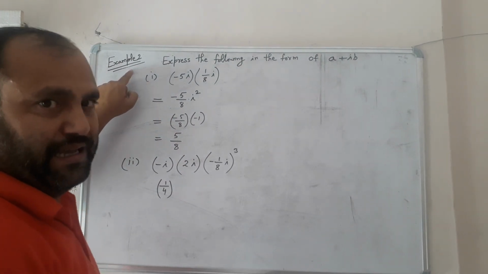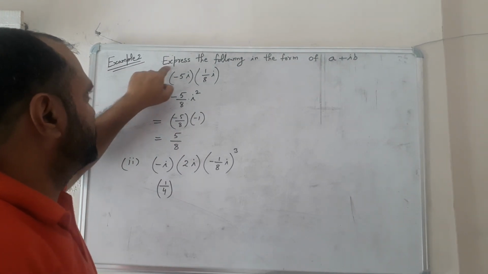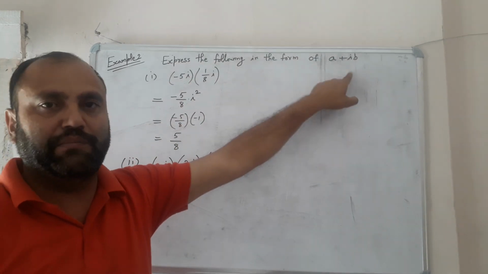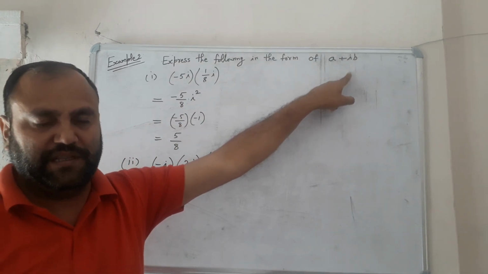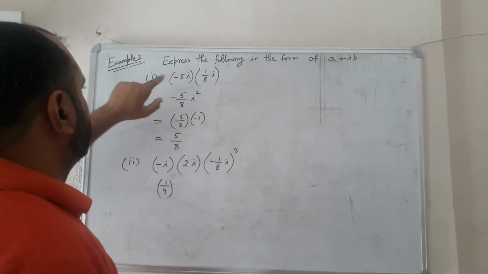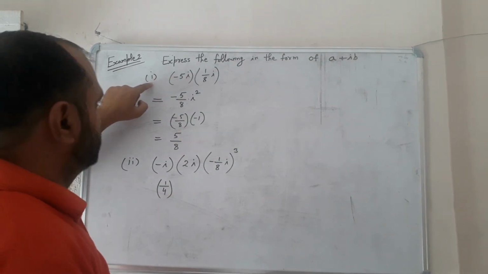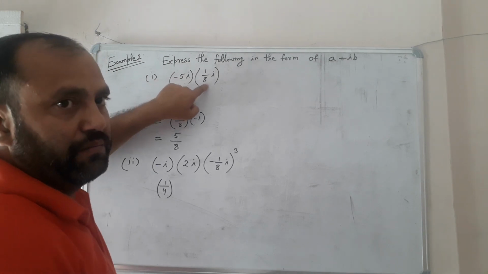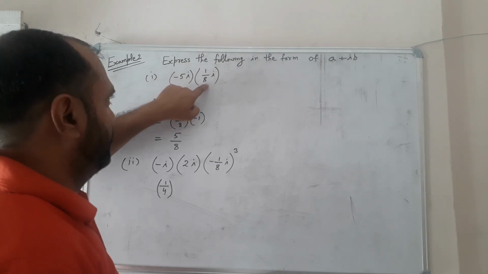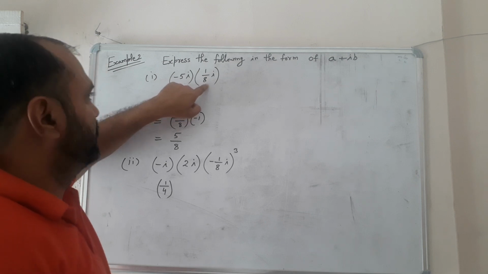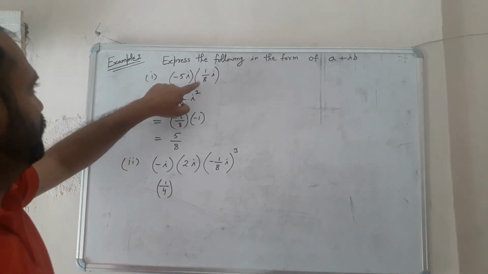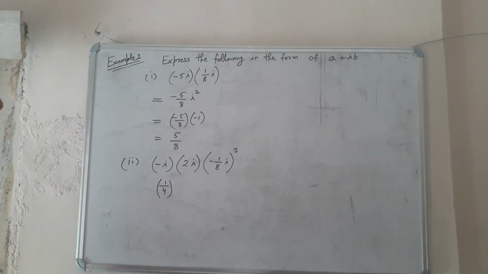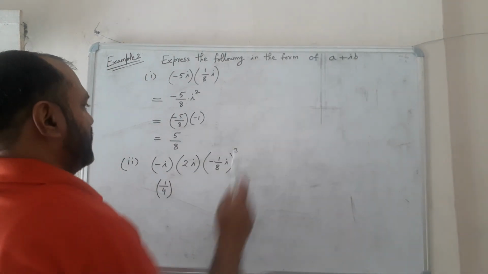Example number 2: express the following in the form of a plus iota b, right? First part is minus 5 iota into 1 by 8 iota, right? How to simplify this? How to write this in the form of a plus iota b?